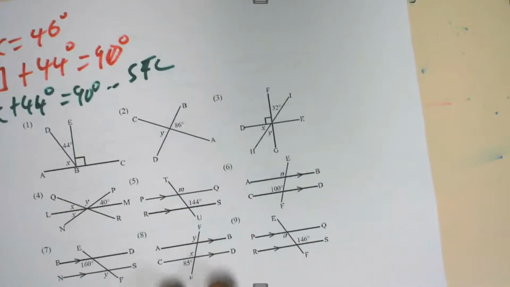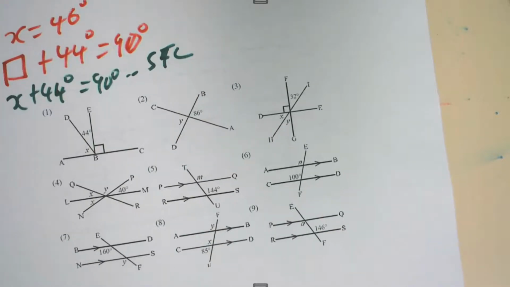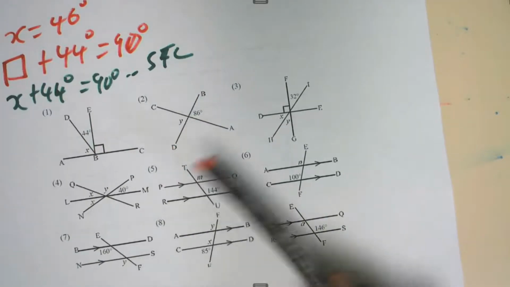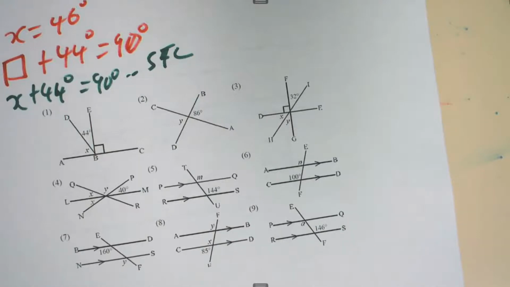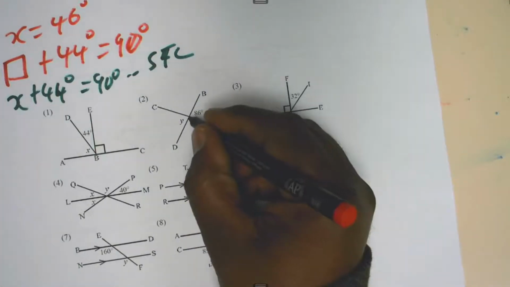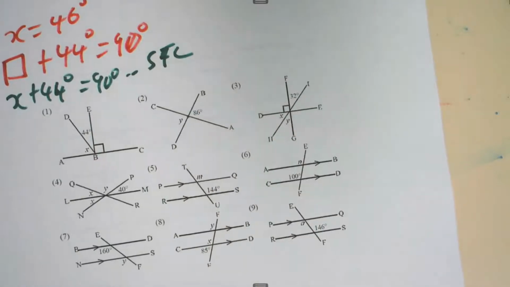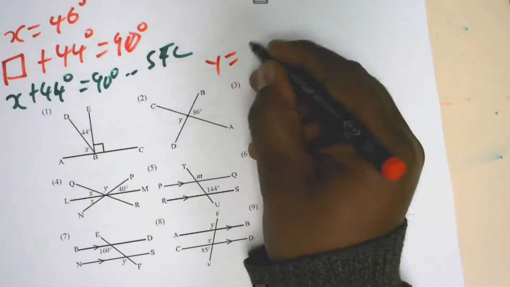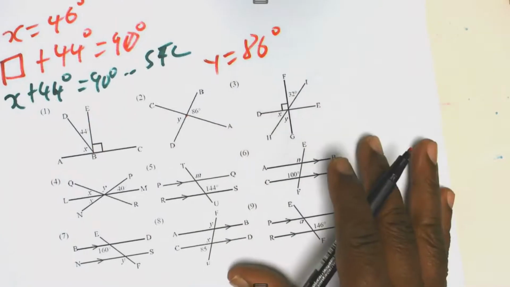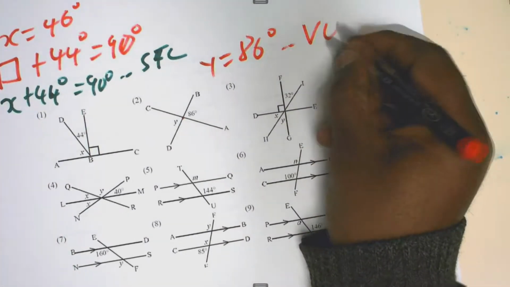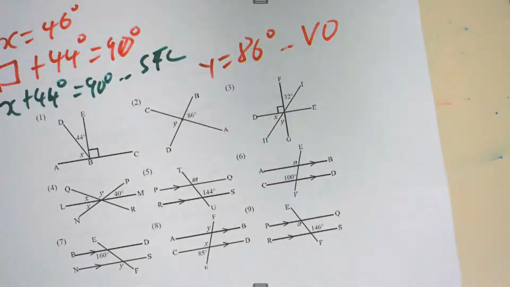Right, question 2. Once more. What is the relationship here? Y is vertically opposite. They are sharing the common vertex. Therefore, y is equal to 86. Vertically opposite. Right?